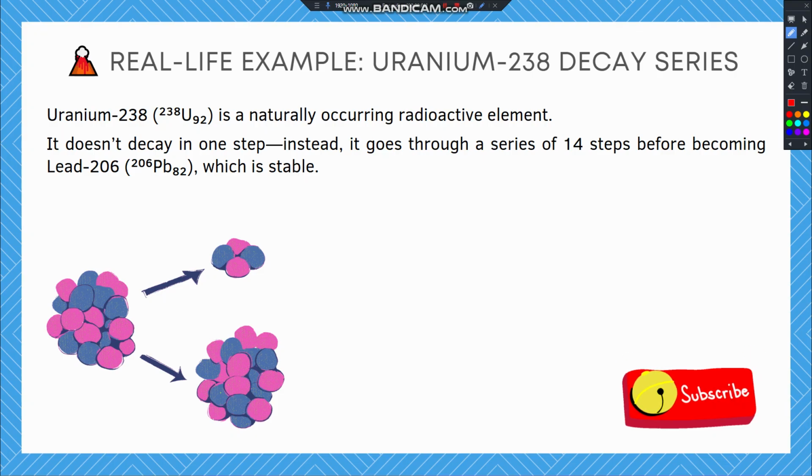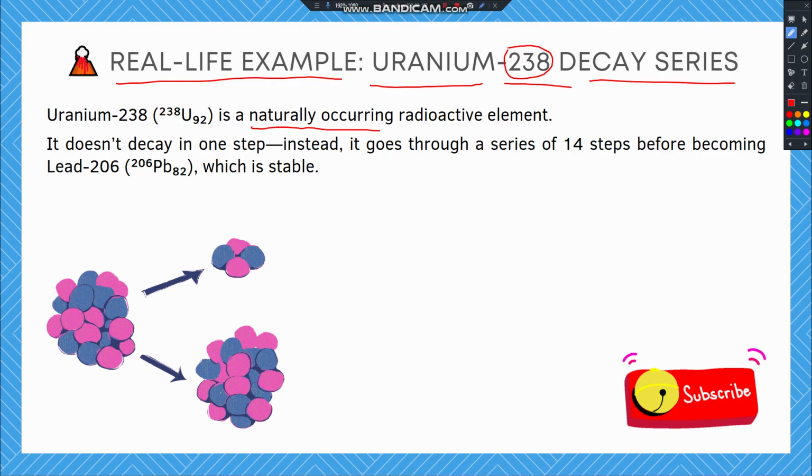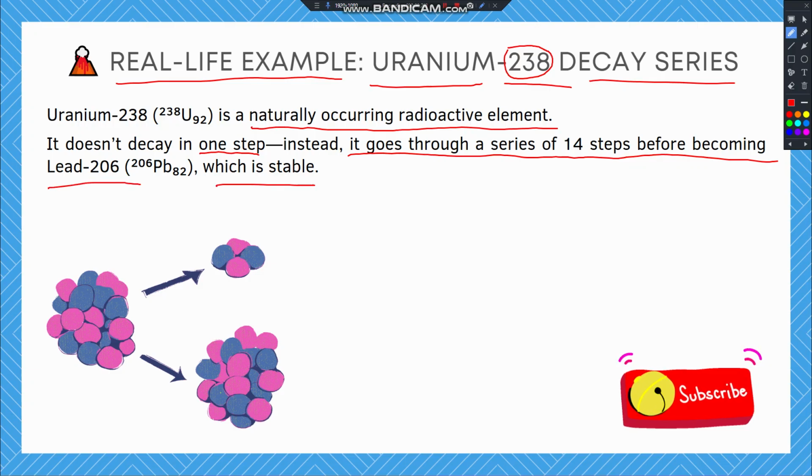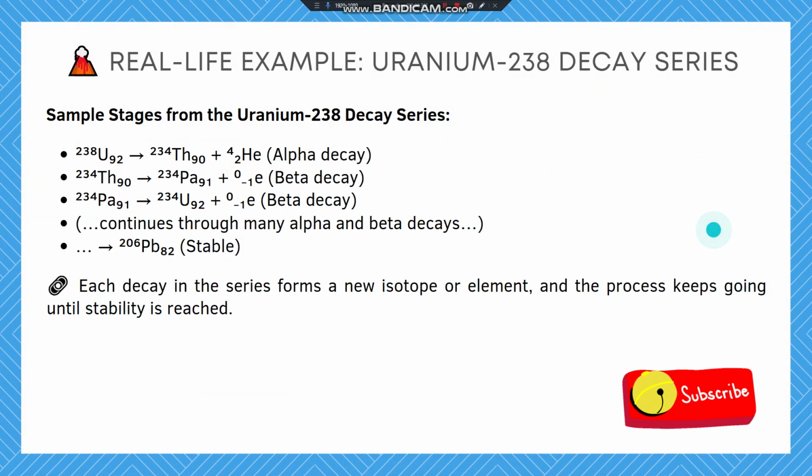Alright, so we have the first real life example of a decay series, which is the uranium-238 decay series. This 238 is the mass number of uranium. Uranium is a naturally occurring radioactive element, and it doesn't decay in one step. Instead, it goes through a series of 14 steps before becoming lead, which is stable. And the stable lead isotope is the one with the mass number of 206 and an atomic number of 82.